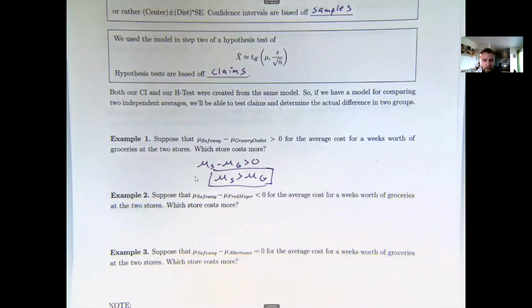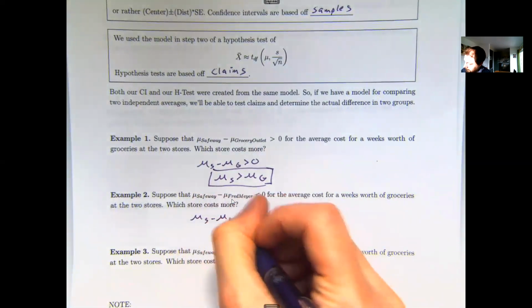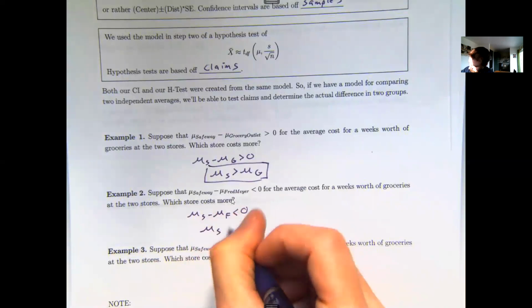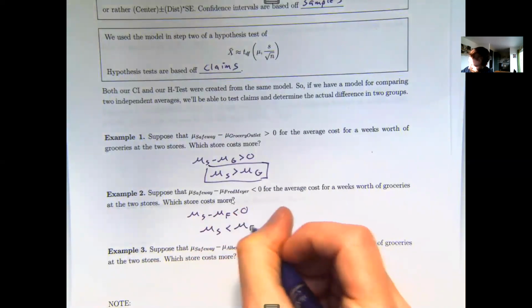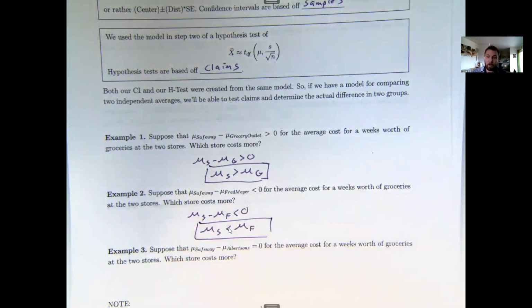So if I'm in a situation where I have a large number minus a small number, that's how I end up with a positive. If I have a sign that is greater than 0, that tells me the first group is bigger. Let's suppose I do Safeway minus Fred Meyer, two different stores here, and I get that this is less than 0. Moving Fred Meyer to the other side, I'm just adding it over. This tells me that Safeway, on average, costs less than Fred Meyer.